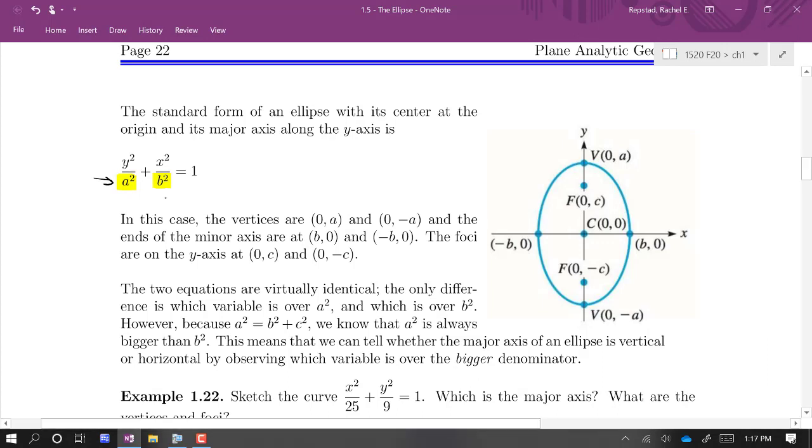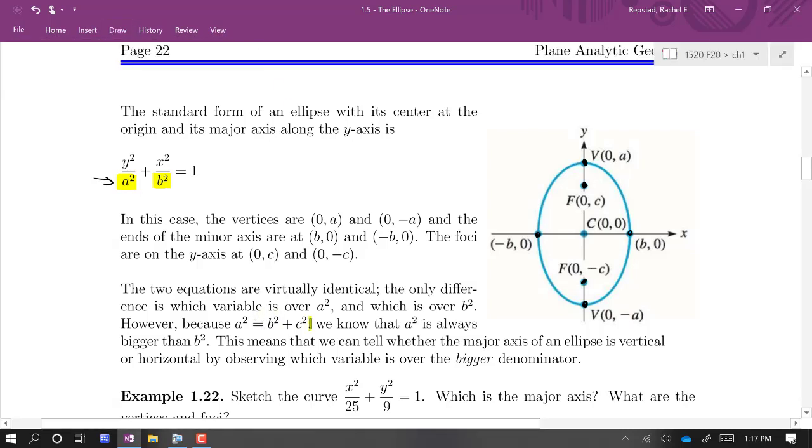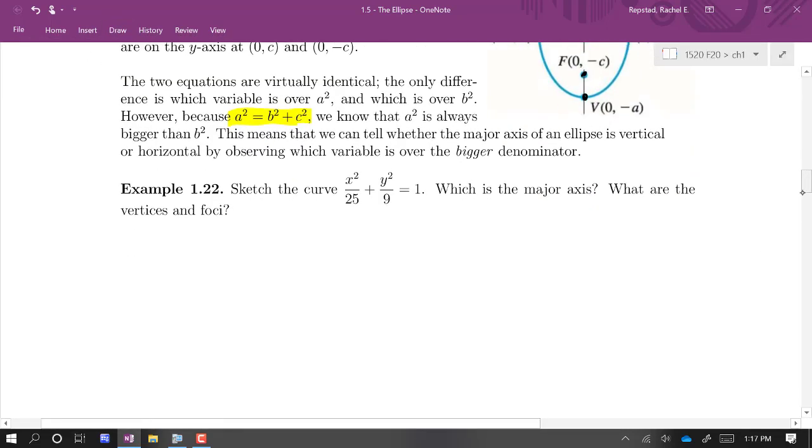So if the major axis is the y-axis, then the vertices are on the y-axis, the ends of the minor axis are on the x-axis, and the foci are on the y-axis. The relationship between a, b, and c holds: a squared is equal to b squared plus c squared. And so if we're looking at the equation of an ellipse in standard form, we can tell which way it's oriented just by looking to see which variable is over the bigger denominator.